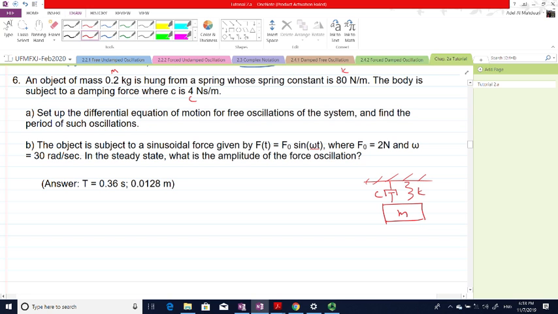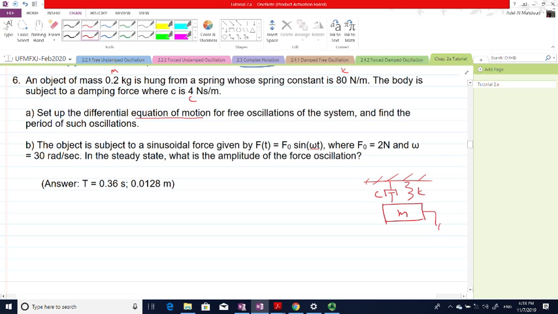Set up the differential equation of motion of free oscillation of the system and find the period of such oscillation. We need the equation of motion, right, of this. Is it free or forced oscillation?